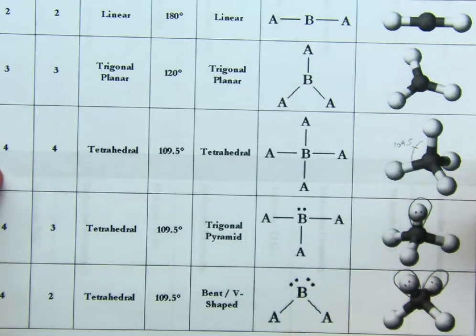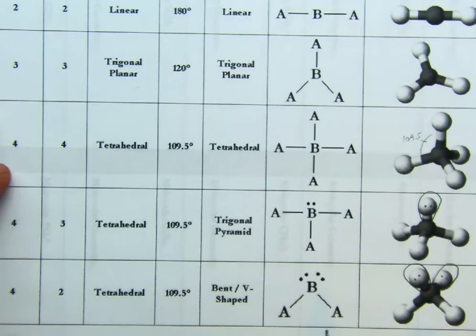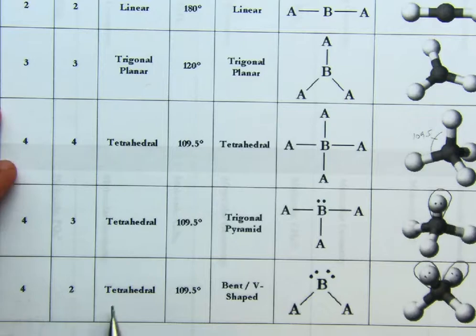Okay. If you have 4 domains and 2 of them are bonding, you still have 4 domains, so they're going to still get as far apart as possible, 109.5-degree bond angles. But 2 of them are bonding and 2 of them are lone pairs. So this shape is called bent or V-shaped. Central atom has 4 domains, 2 of them are bonding, 2 are lone pairs. Water is an example of this.